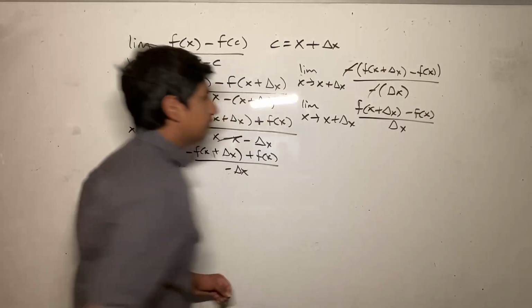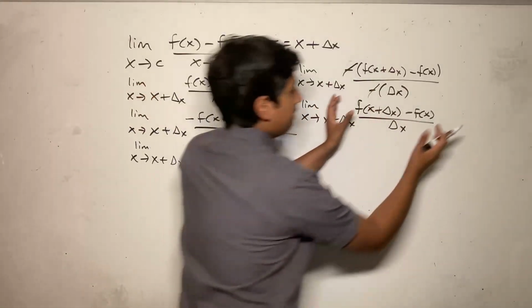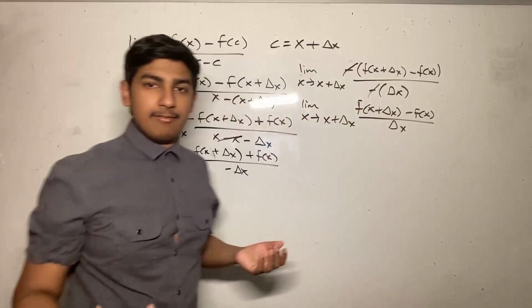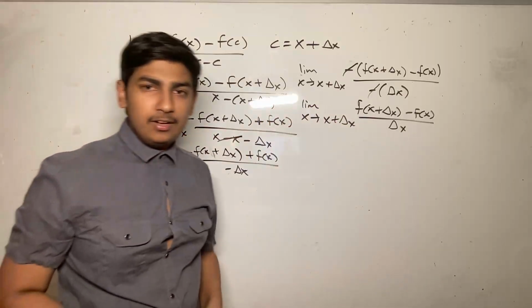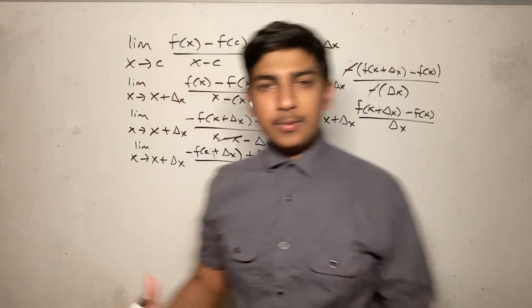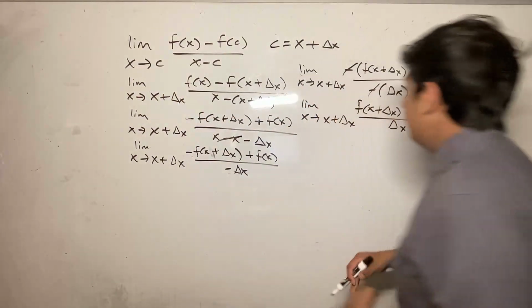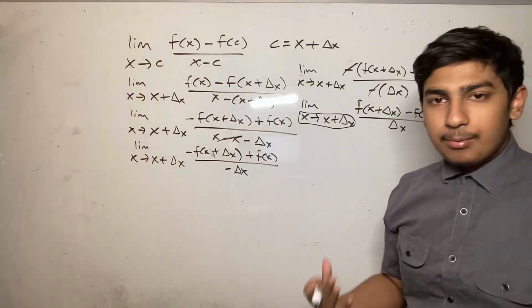And then what you notice right here is, well, this part is the same as the limit definition. But wait, this is as x approaches x plus delta x. Well, that's not the same as delta x approaches 0. So how do we solve this? Well, really, think about what this itself is saying. It's saying as x approaches delta x.